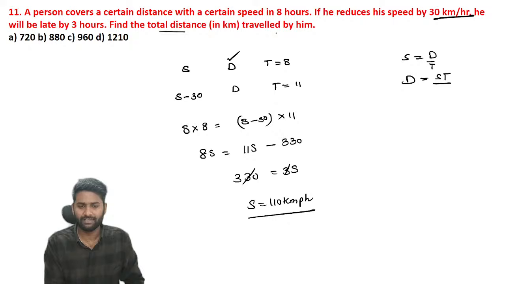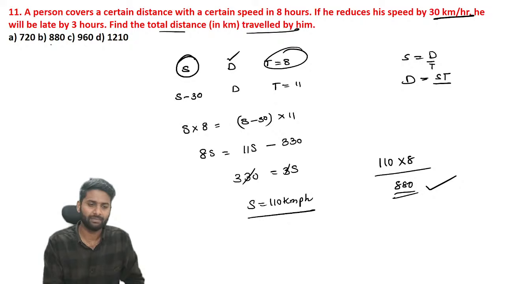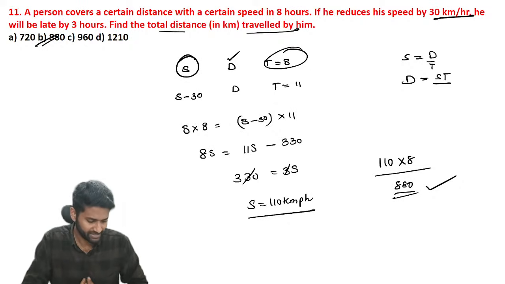Now the question: find the total distance. As you know, speed is equal to 110 kilometers per hour. It takes only 8 hours. In 8 hours with respect to speed, it covered 880 kilometers.